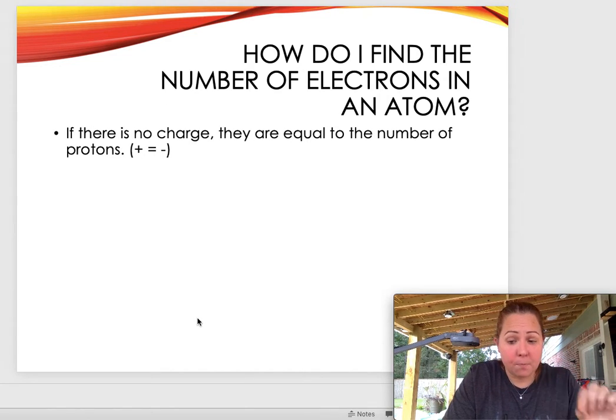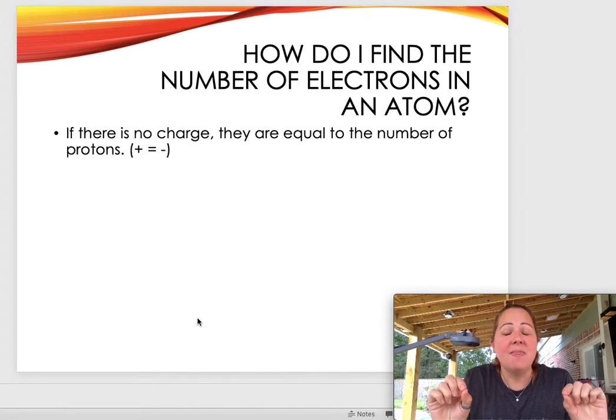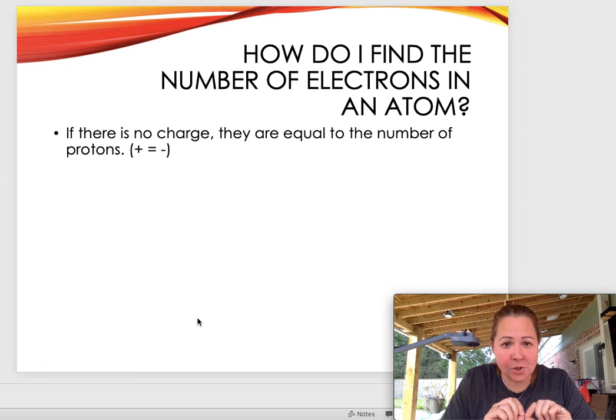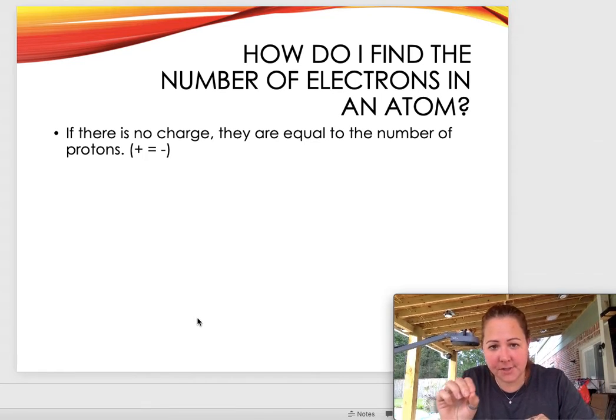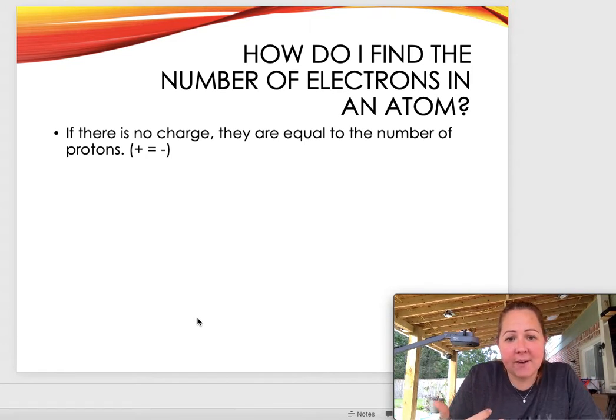Now, protons are positively charged. Electrons are negatively charged. They have to cancel each other out. You have to have the same number of positive charges and negative charges. So because of that, for right now, we're going to put an asterisk there. To maintain no charge, there has to be the same number of protons and electrons. So once you find the number of protons, the electrons are going to be equal for right now. That's because positive and negative cancel each other out.